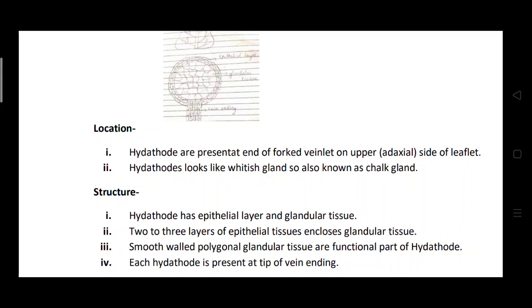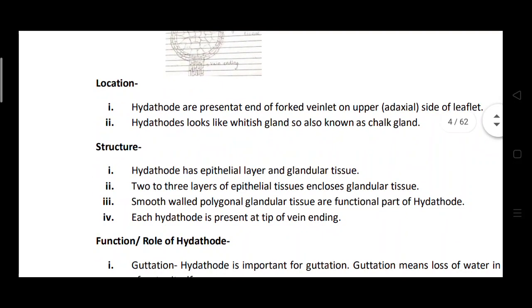smooth-walled polygonal glandular tissues are the functional part of the hydathode. This inner part of the hydathode is smooth-walled, and they are polygonal in shape. So these polygonal glandular tissues are the main part of this hydathode. Each hydathode is present on the tip of the vein ending.